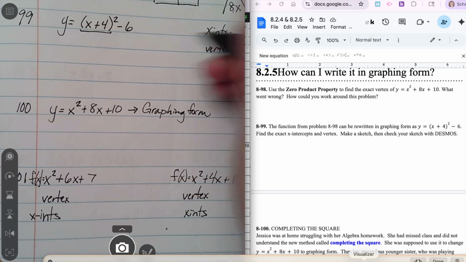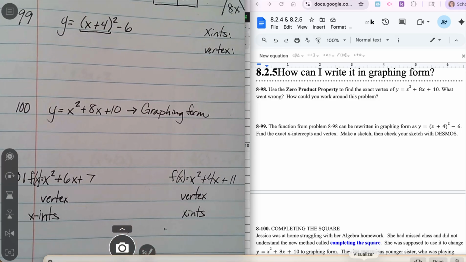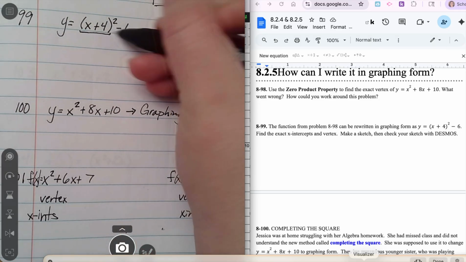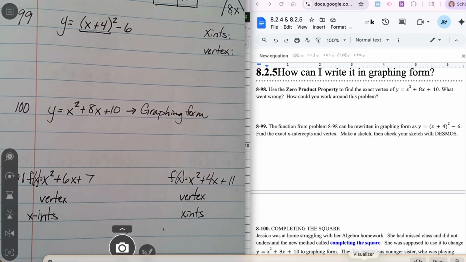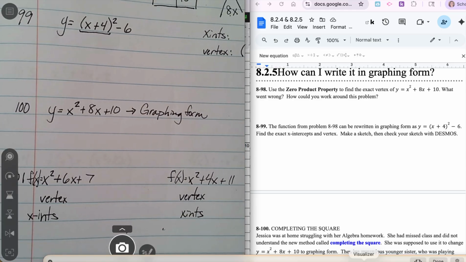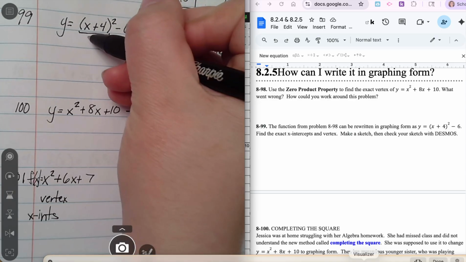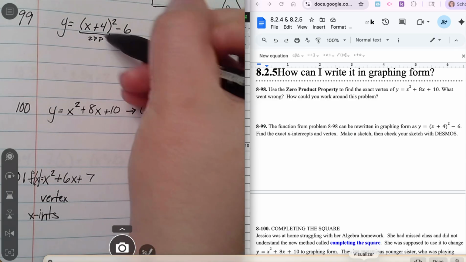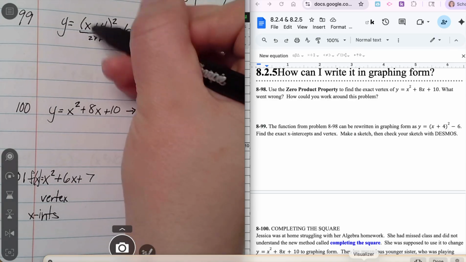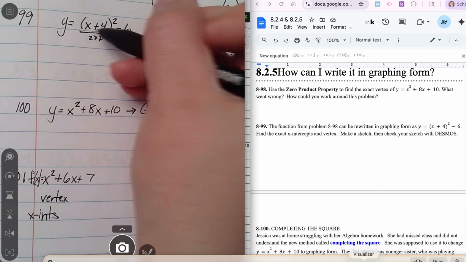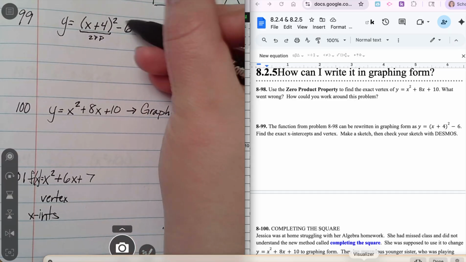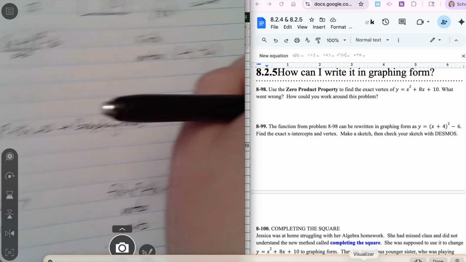The convenient part about graphing form is that the vertex is always going to come from what we see here. So my vertex in this case is -4, -6. So using that zero product property idea, I'm looking for what makes this parenthesis work out to 0, which is -4, and then whatever I see here at the end, which is -6, that's where my vertex is going to come from.